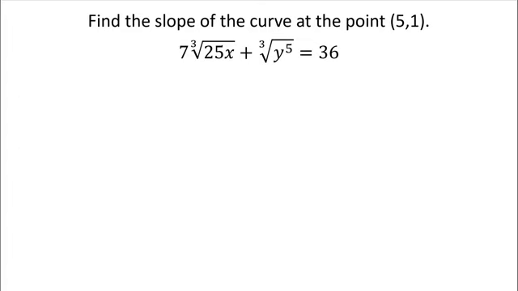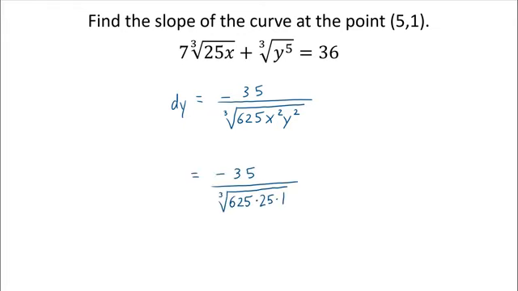The second part of this question asks us to find the slope of the curve at the point (5, 1). To do that, all we need to do is plug in 5 for x and 1 for y into the derivative function. Here's the derivative function. Everywhere we see an x, we're going to plug in 5, and everywhere we see a y, we're going to plug in 1.